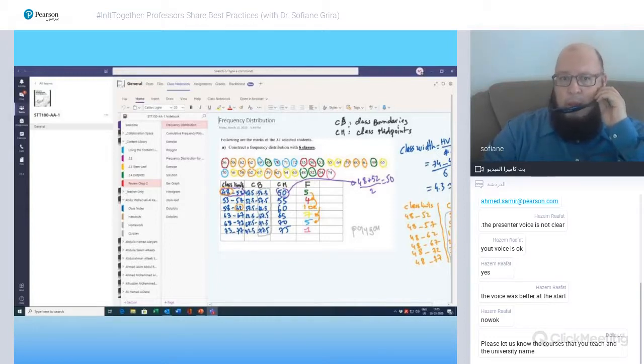Also, you can take the attendance here. You can make video calls. The office hours are also done by using Microsoft Teams. So it's really a very good feature.